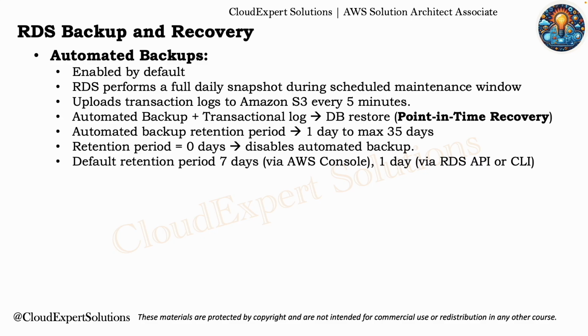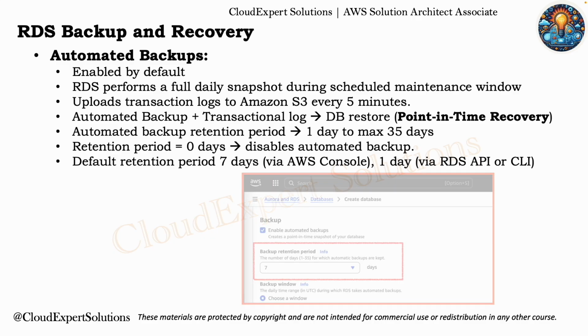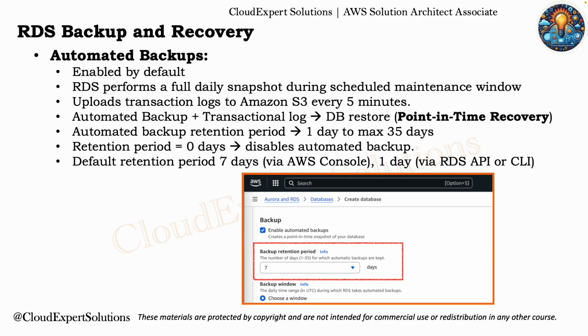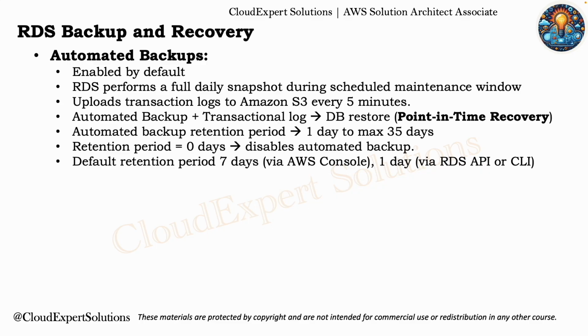If you are creating the database instance via the AWS Management Console, then the default retention period will be 7 days. However, if you are creating the database using the RDS API or AWS CLI, then the default retention period will be 1 day. Now let's review the manual backup options.